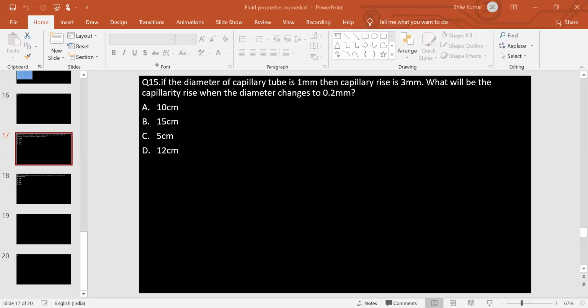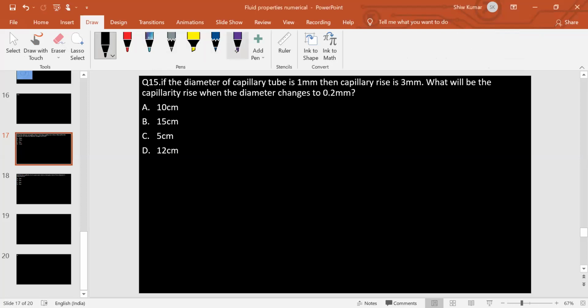Look, we have question number 15. If the diameter of a capillary tube is 1 mm, the diameter is given here as 1 mm, then the capillary rise is 3 centimeters. What will be the capillary rise if the diameter changes to 0.2 mm?